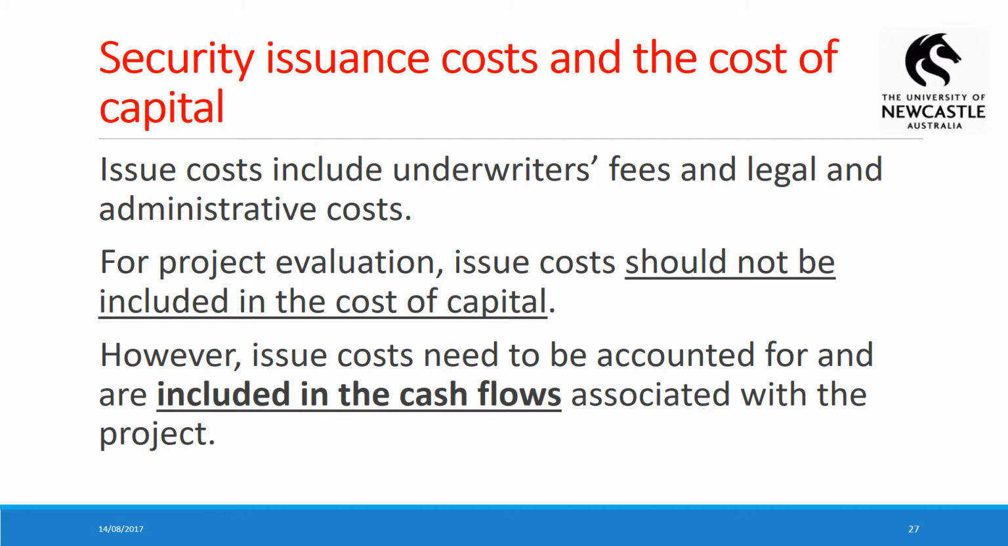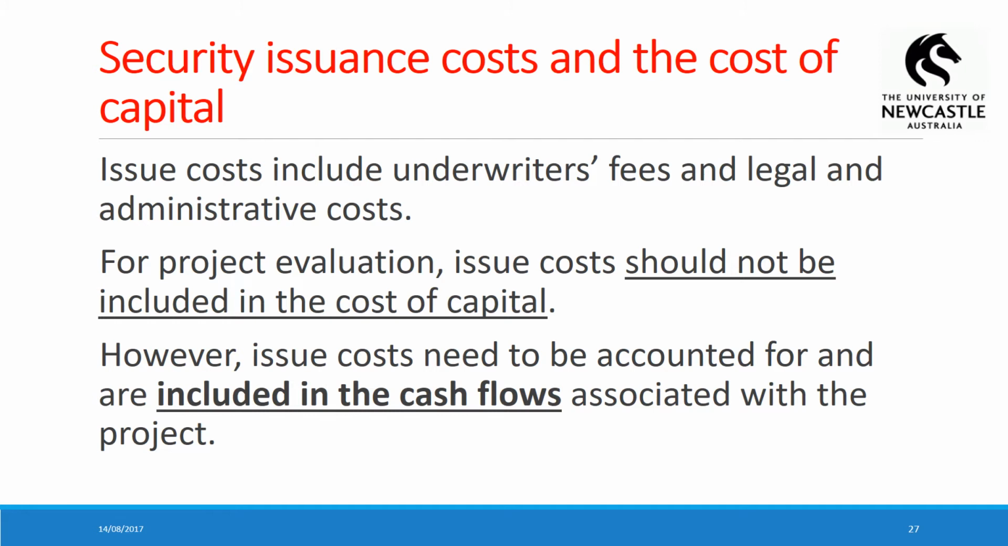We then look at the impact of security issuance costs on the cost of capital. Security issuance cost is a one-off cost. When we issue a security, we have to pay all the underwriting fees, legal fees, and so forth. But these costs are only incurred once, at the time that we issue the security. So it's not an ongoing cost, whereas the cost of capital is a per annum measure. So this is an ongoing cost.